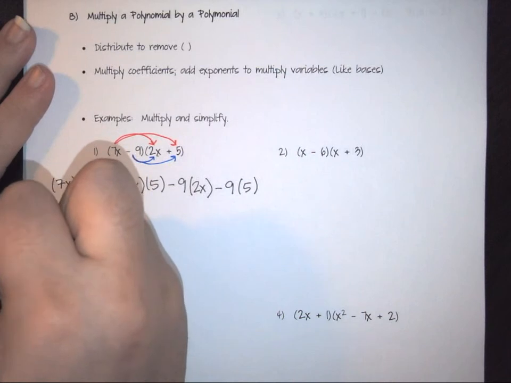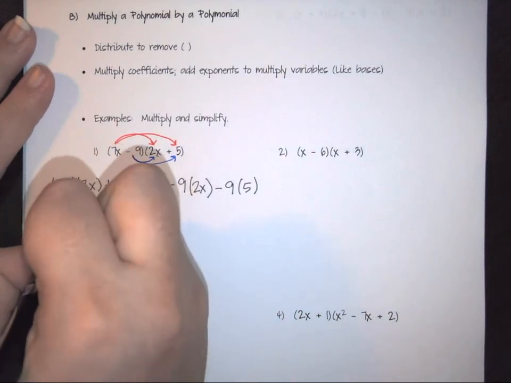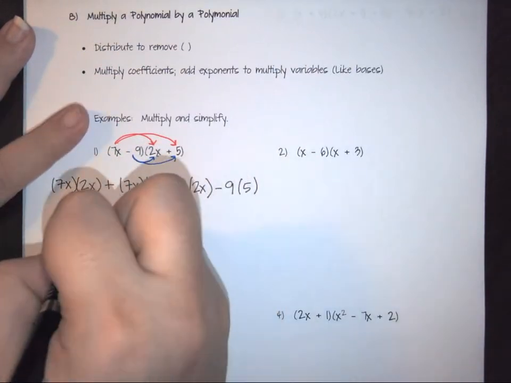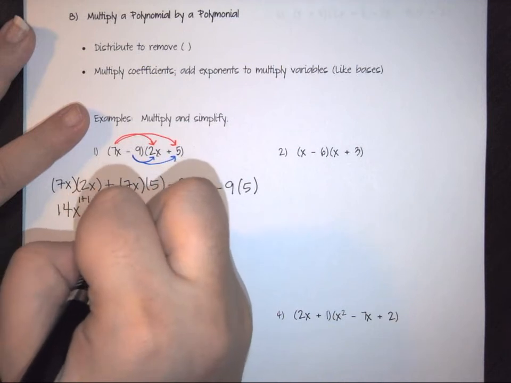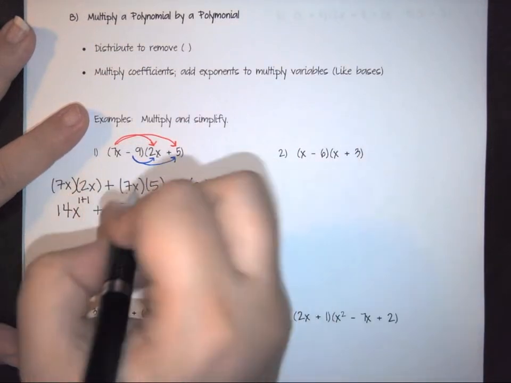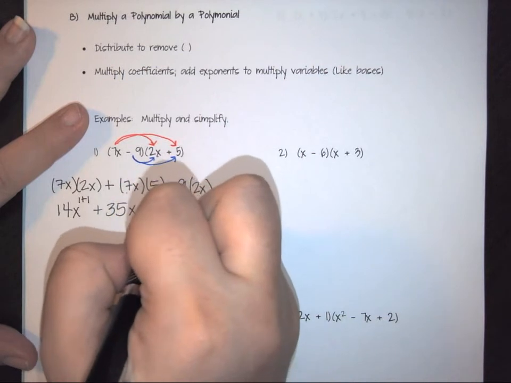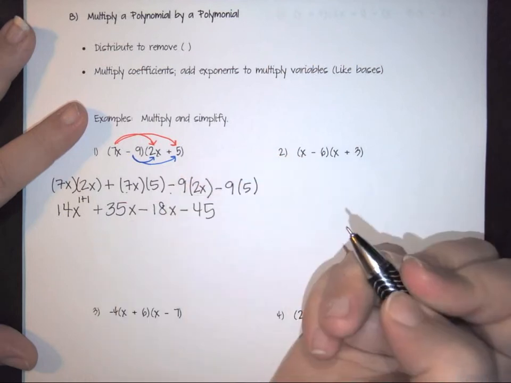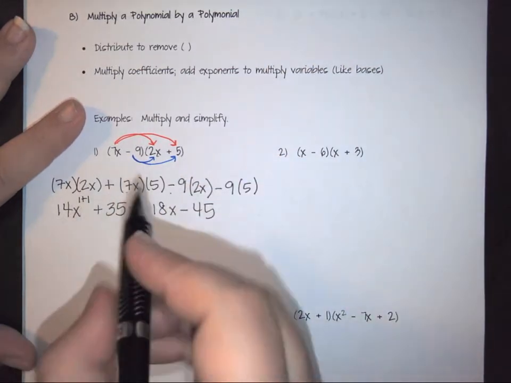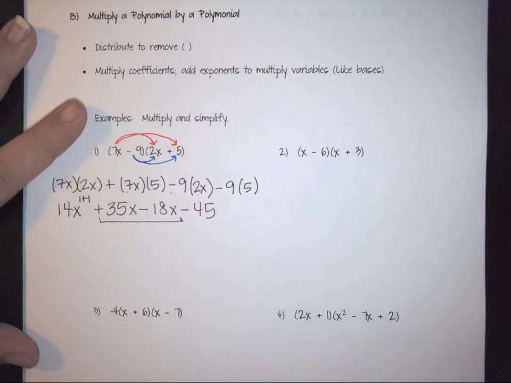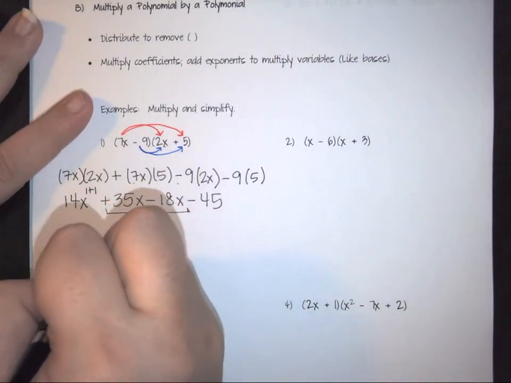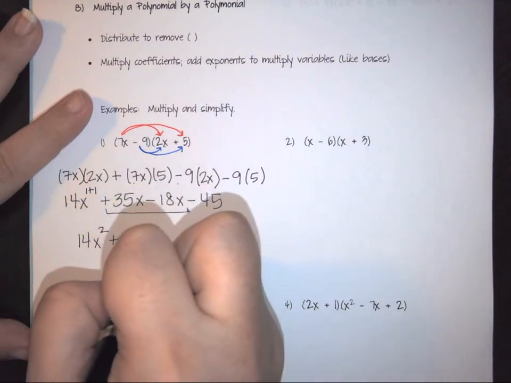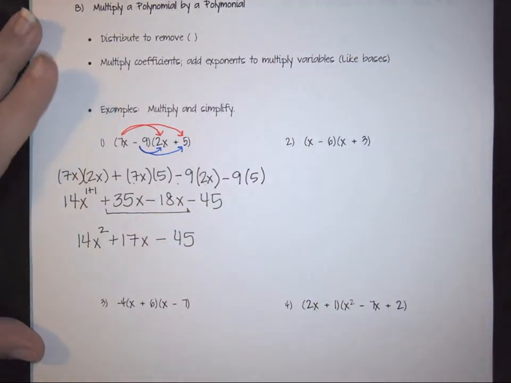7 times 2 gives me a 14. X and x gives me x to the 1 plus 1. I have 7 times 5, which is 35x. Negative 9 times 2 is a negative 18x. And negative 9 times 5 is a negative 45. I can do my power and I can combine my two terms. So here this becomes 14x squared plus 17x minus 45.